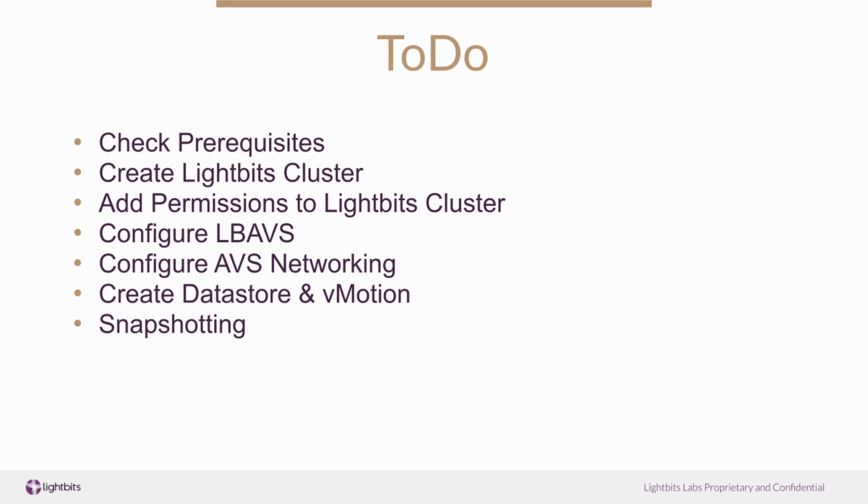We're going to add permissions to the Lightbits cluster so that we can use lbcli to initiate run commands against AVS. We're then going to configure lbavs, which is the command line tool for creating data stores, configuring networking, and all AVS operations to do with the Lightbits cluster. We're then going to configure the AVS networking to communicate with the Lightbits cluster.